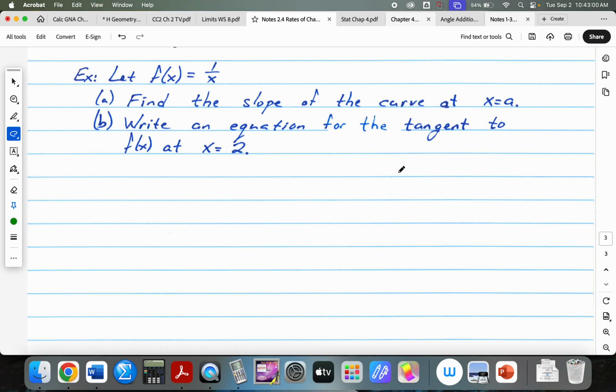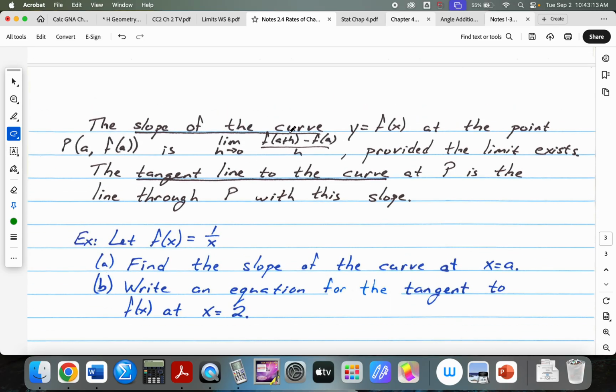So let's see what we can do here. Let's let f of x be equal to 1 over x. Find the slope of the curve at x equals a. So, all right, the slope of the curve is given by this expression.